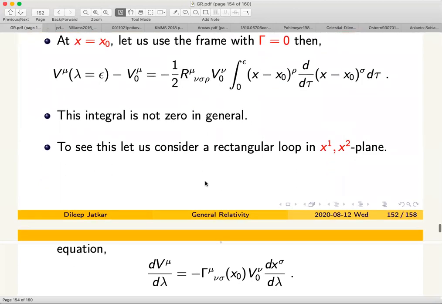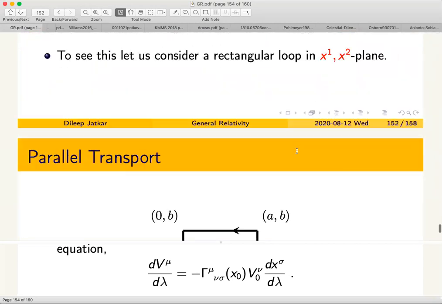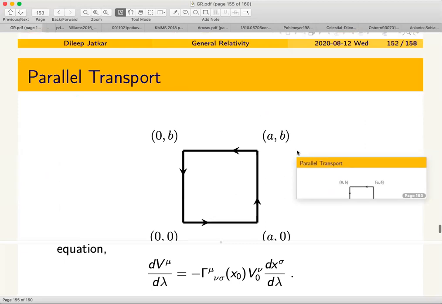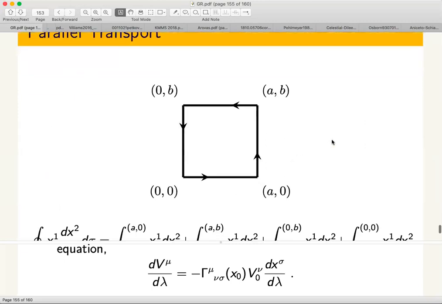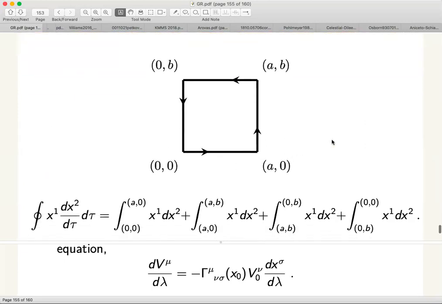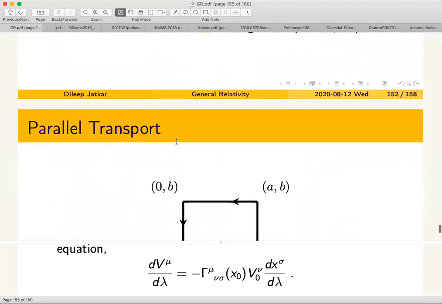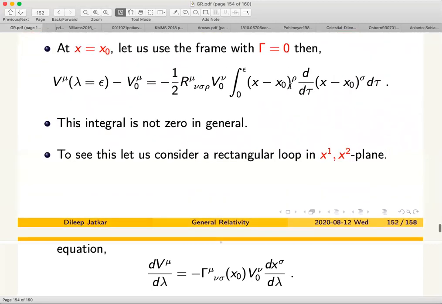Let's consider a rectangular loop in the x1 x2 plane. I have drawn it here. Now you compute the x1 dx2/dτ integral, which is the same as this quantity that we are trying to integrate. One is the x1 direction, this is the x2 direction. We have just picked what ρ and σ are because we are sitting in the x1 x2 plane.